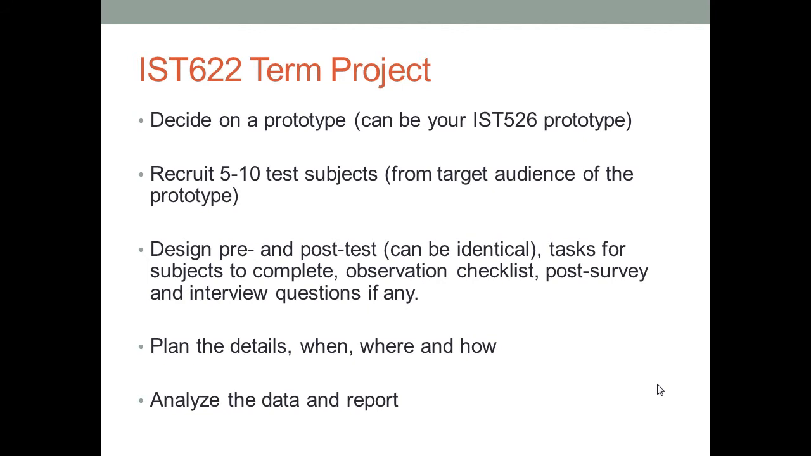So another concern of yours is the term project for 622, right? The overall purpose of this project is to have you experience doing a usability test, and then collect pre and post test scores to measure whether there's a significant difference between those 2 groups of score means. Okay, so using a t-test. In order to do that, you need to first decide on the prototype. Which prototype are you using as an intervention?